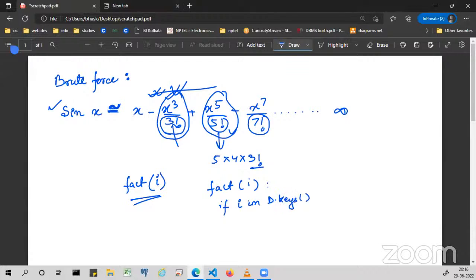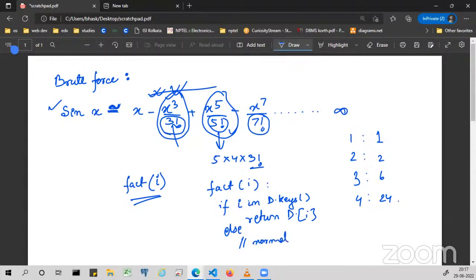Fine. And in d dot keys, the dictionary would look something like this. So 1, 2, 3 up till 4 you have calculated factorial, and the value is stored. So 1 is 1, 2 is 2, 3 is 6, 4 is 24. So a dictionary is stored like this. And in the factorial method, if you write, if I in d dot keys, return d of I. Else, the normal factorial function, that fact of I minus 1, that thing.